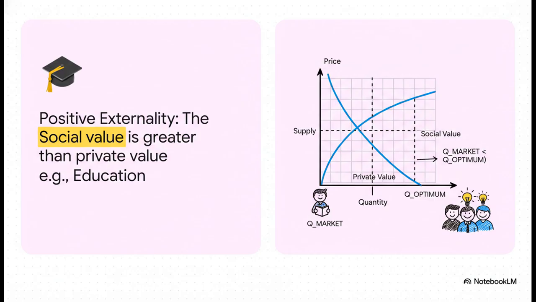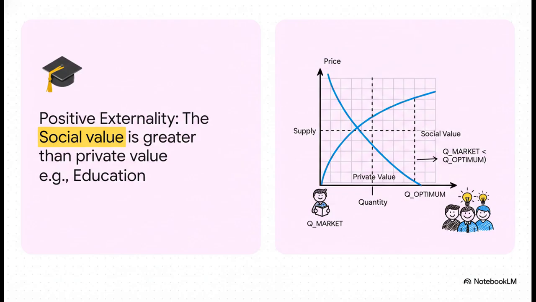What about a positive externality? Let's use education. When you get an education, you get a private benefit, like a better job. But we all benefit too, right? Society gets smarter voters, less crime, more innovation. That's an external benefit. So in this case, the social value is actually higher than the private value. The social value curve is above the demand curve.